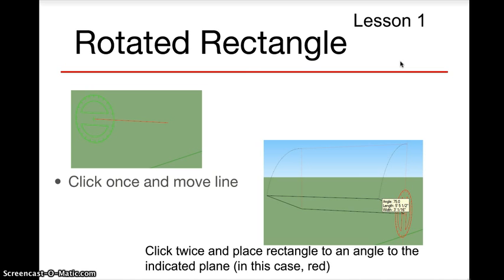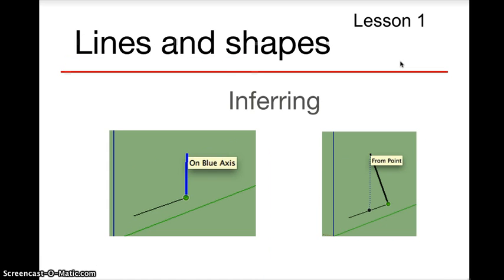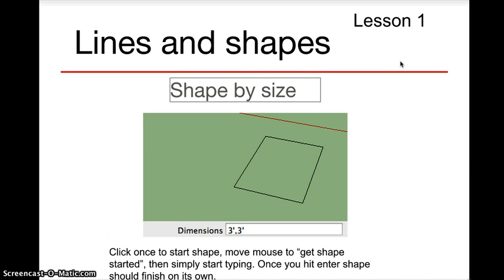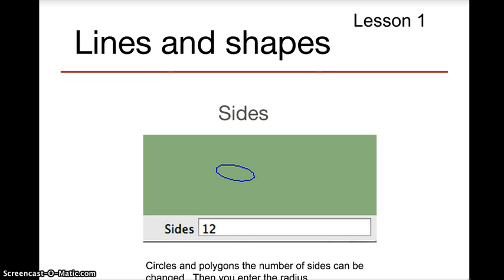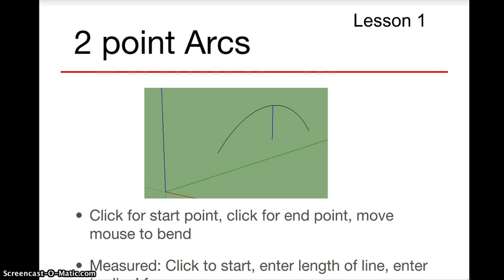And there's a quick way to draw this rotated rectangle here, as you can see. All right, here's inferring, using midpoints and end points. Now, after you draw the shape, just type, and it'll end up in the dimension line. Same with sides for circles. Try those out. Here's for making arcs. Once you're done, type in the curved arc, and you can use the measuring tool.